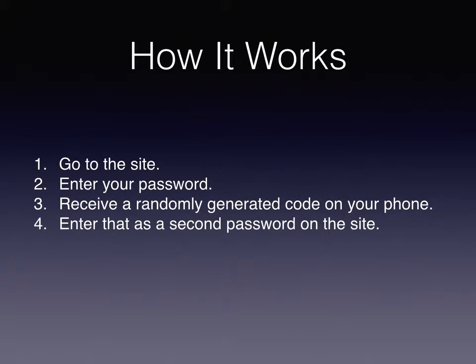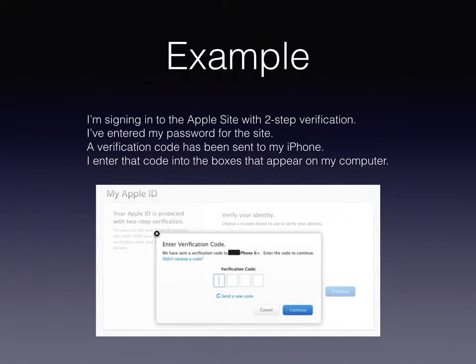How does it work? Number one, you go to the site, you enter your password, you receive a randomly generated code on your phone, and you go back and enter that as a second password on the site. Here's an example. I've just signed into the Apple site with two-step verification, and I've entered my password for the site. Now I receive a verification code on my iPhone. It appears on the home screen. I go back to my computer and I enter the code in the boxes that appear.